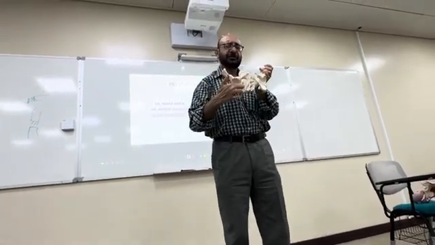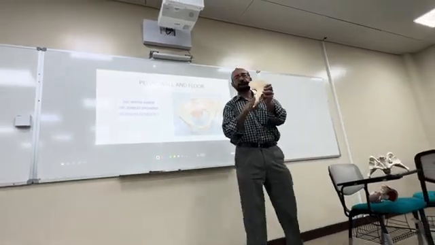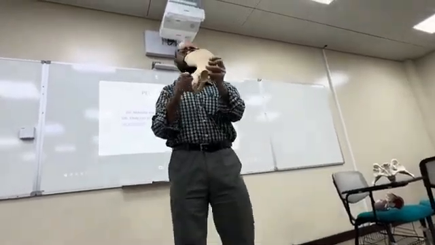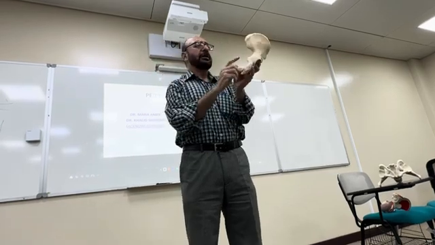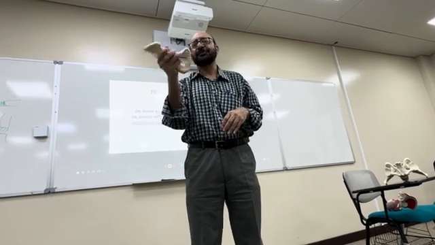This is known as the obturator foramen. This is known as the notch. Here is the ischial spine. Here is the ischial tuberosity. This is how I hold this bone, like a gun.